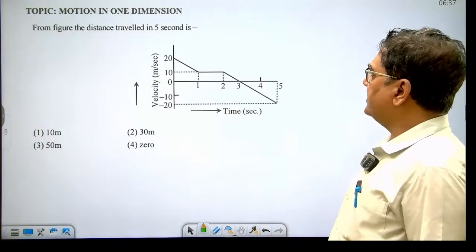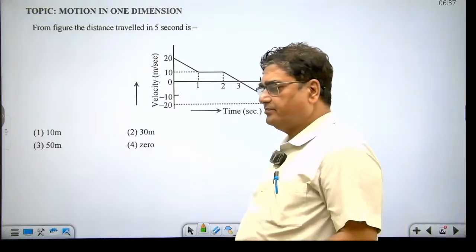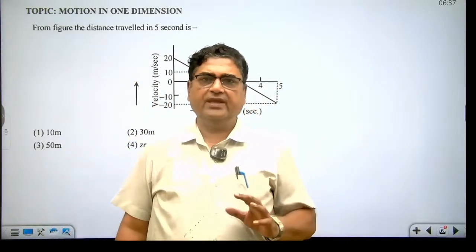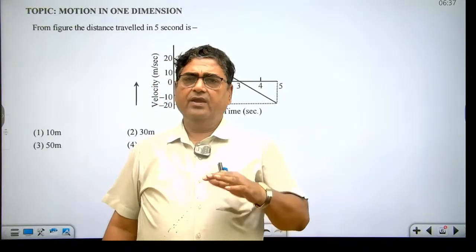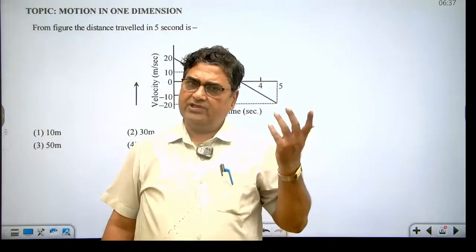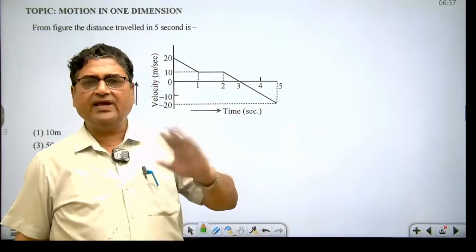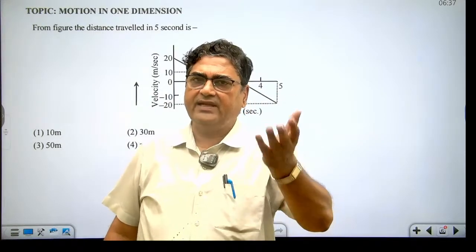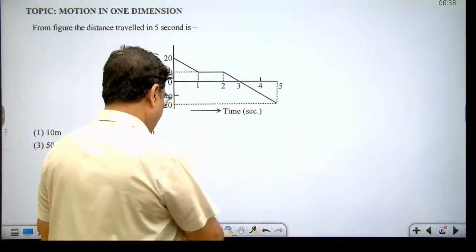From the figure, find the distance traveled in 5 seconds. Here, this is a velocity time curve. The area under the velocity time curve gives us displacement, while the area under the speed time curve gives us distance traveled. You can convert a velocity time curve into a speed time curve by converting negative velocity into positive velocity, or directly, wherever velocity is coming negative, imagine in mind that speed is always positive, so you add up all the area.